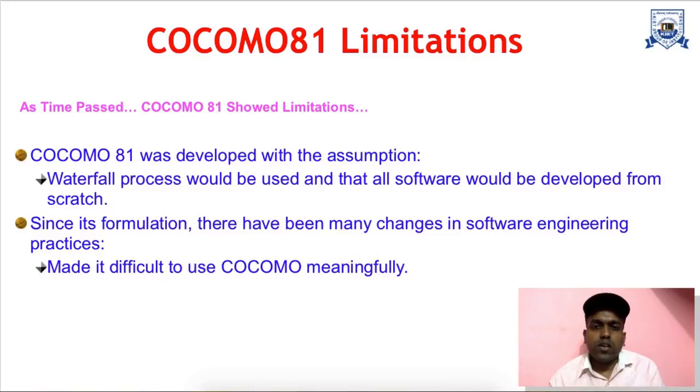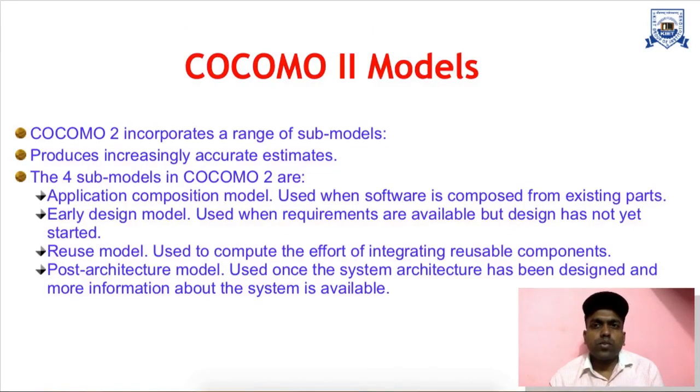But as we know, from then until now, various models have been developed. So using the COCOMO 81 model is very difficult. COCOMO 2 was developed because of the limitations of the first model. COCOMO 2 incorporates a range of submodels. So we can say that this model is divided into some other models, submodels. There are four submodels.